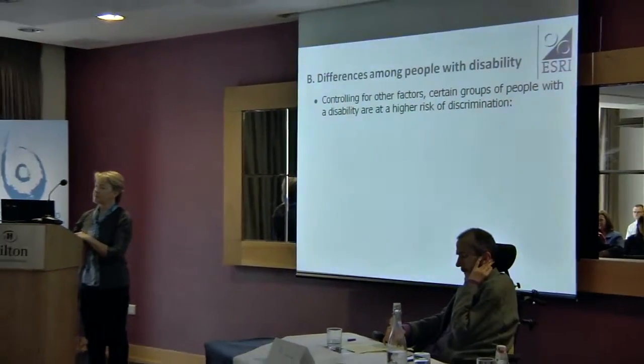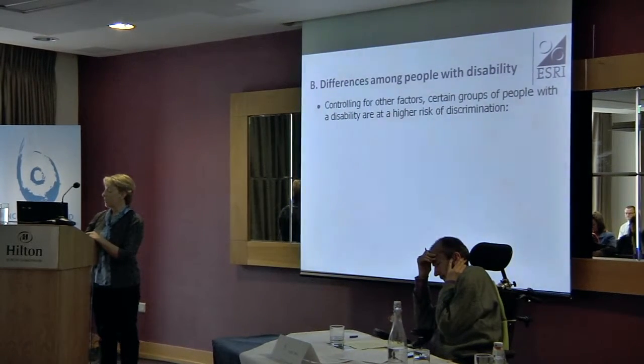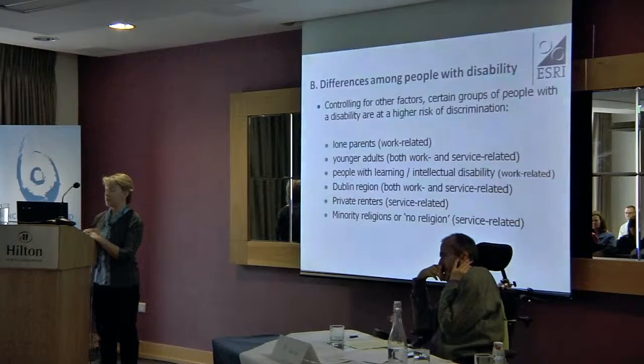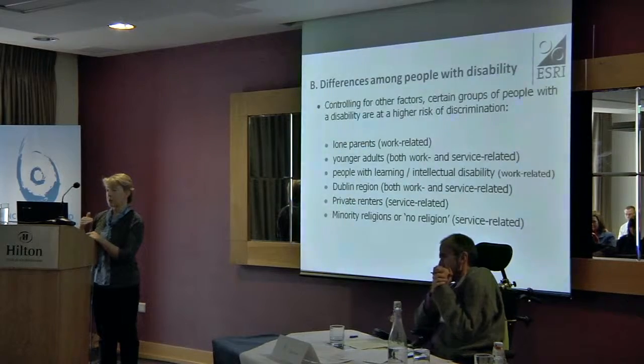When we look within the group of people with a disability, just to give you a flavour of some of the differences we found, there were some groups of people with a disability who were more likely to report discrimination. These included lone parents with a disability, reporting higher levels of work-related discrimination, and younger adults with a disability. People with learning or intellectual disabilities were more likely to report work-related discrimination. Those living in the Dublin region, people who were renting accommodation privately, and people who were members of minority religions or no religion were more likely to report service-related discrimination.